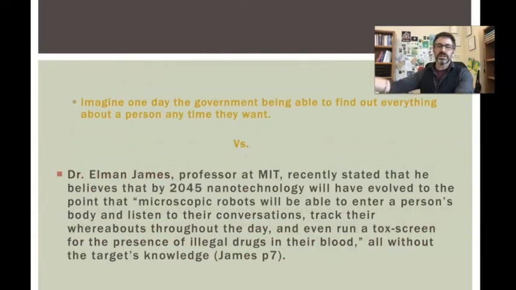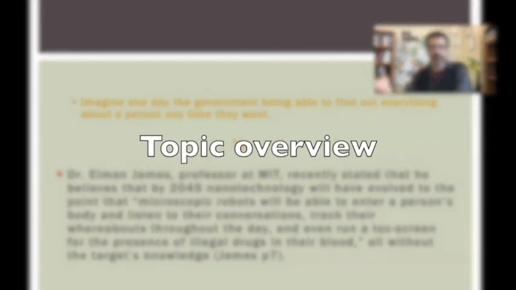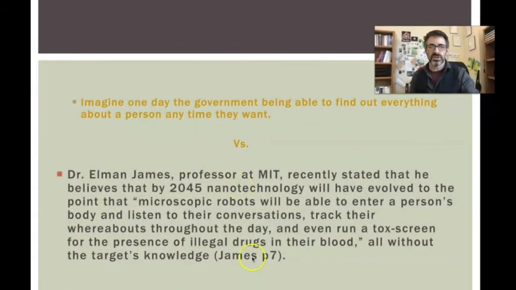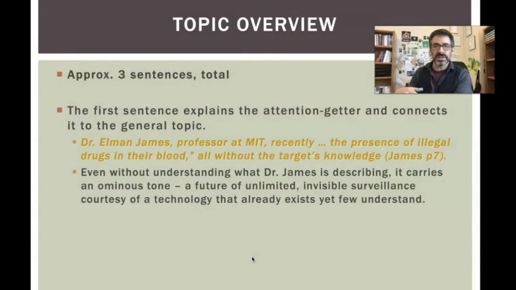This would naturally lead into, though, the overview of the subject. So here I've got a hook, and this one goes into nanotechnology, and I start with my hook talking about the government being able to monitor your whereabouts, listen to your conversations without you ever even knowing, which then would lead into the overview, which in this case talks about surveillance. And in this case, the overview is probably going to be about 3 sentences. This is simply an extension of the attention getter, right? It is building off of that into what specifically are we talking about?